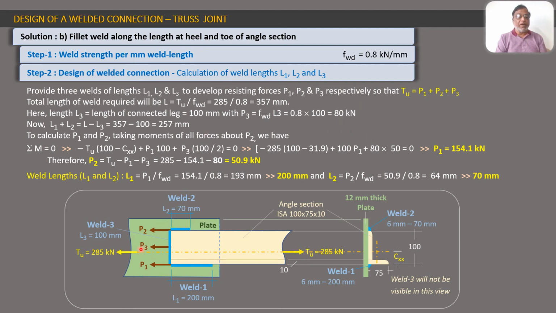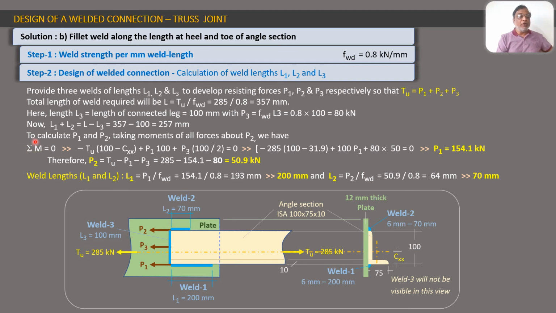So this P3 is known and this length is known. Now the remaining force, 100 mm, 80 mm is to be subtracted. So whatever remains, that force is to be resisted by P1 and P2. Now here we see, L1 plus L2 equal to L minus L3. So total 257 mm length requires to be provided through P1 and P2, or L1 and L2.